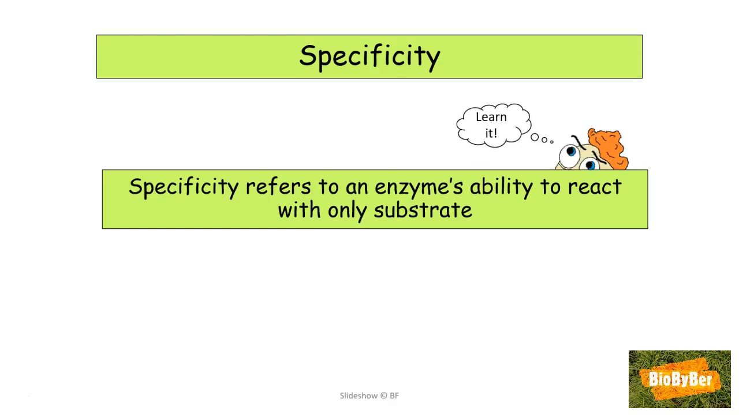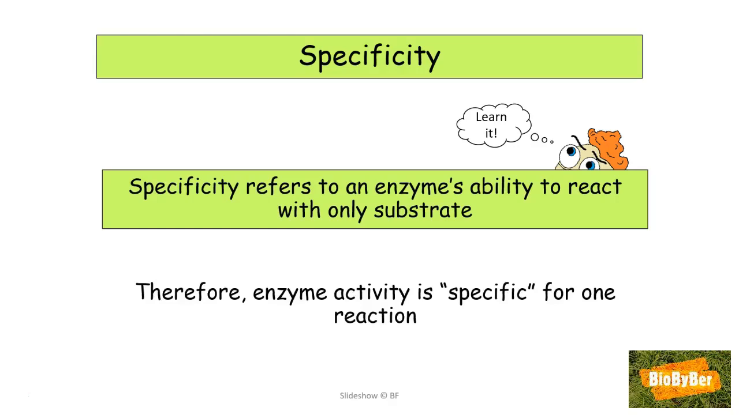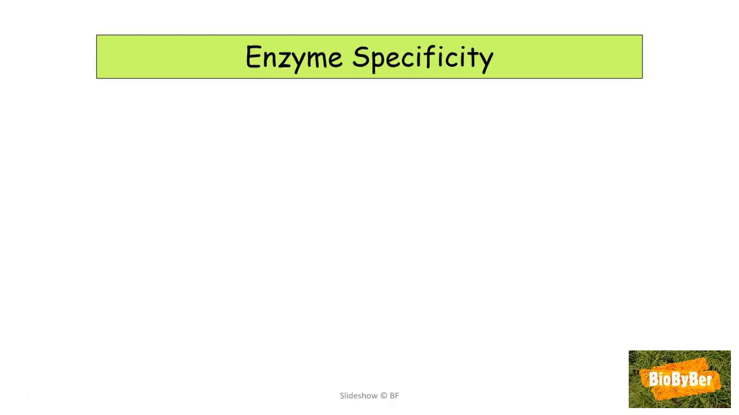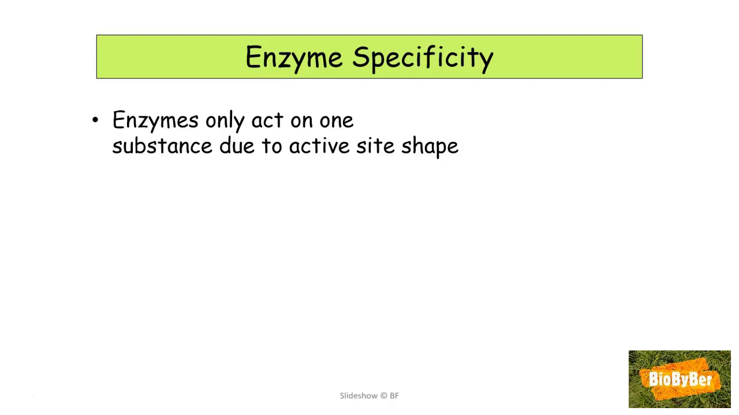Specificity refers to an enzyme's ability to react with only one substrate. It is specific to a substrate. It will only react with one particular substance. Therefore, you could say enzyme activity is specific for one reaction. Why is this the case, and what exactly does this mean? We have to explain this in terms of the active site theory. Enzyme specificity.